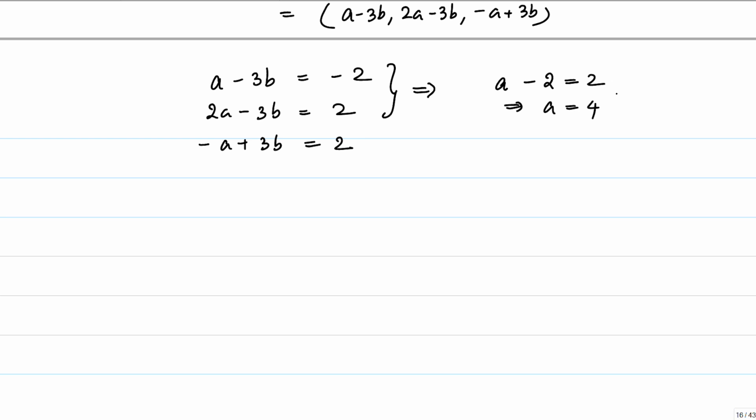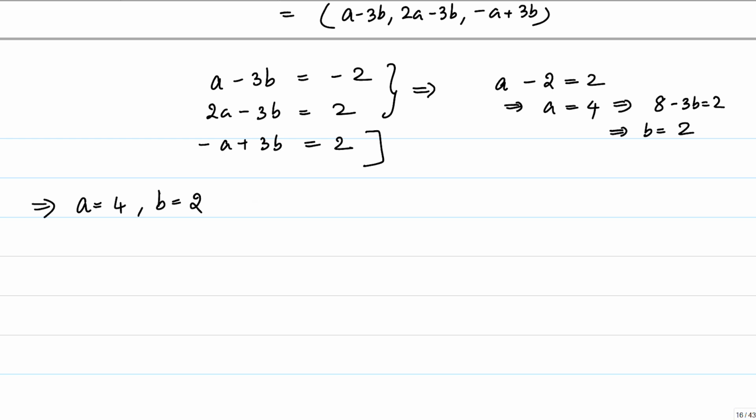And this implies 2 times 4 minus 3b is equal to 2. Oh, sorry, 8 minus 3b is equal to 2, which implies b is equal to minus 6 by minus 3, which is 2. And is it consistent here? We have minus 4 plus 3 into 2 is 6, which is equal to 2. Yes. So my claim is a equal to 4, b equal to 2 will satisfy the relevant equations that have been written down.